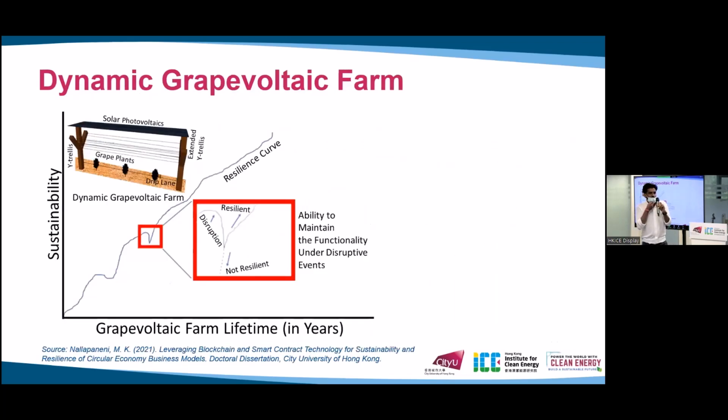And then here, I'll just take you to the case study that we came up with. We are calling this a dynamic grapevoltaic farm. This is an advanced version of the agrivoltaic concept, where we co-produce crops and electricity from solar panels. Here, we are using solar as a resilient support system for crop protection from various hazards.